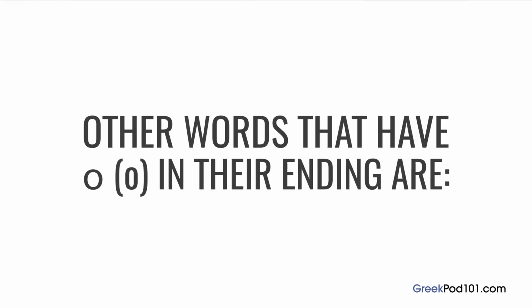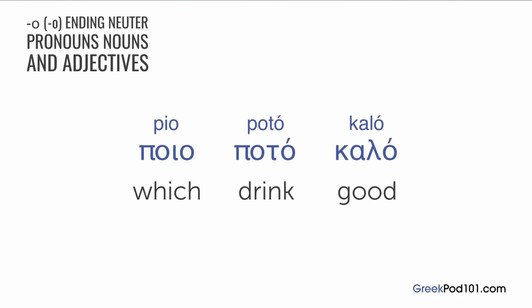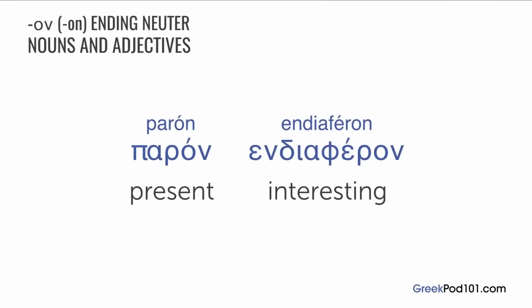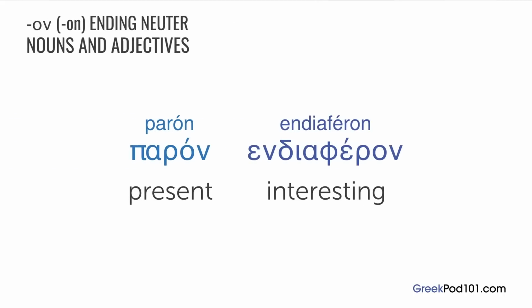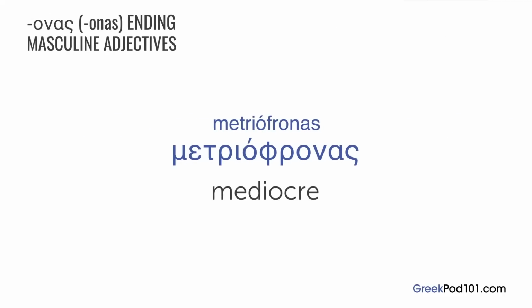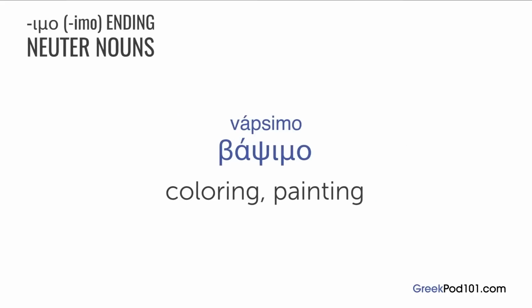Other words that have omicron in their ending are: o-ending neuter pronouns, nouns, and adjectives like ποιο, which, ποτό, drink, and καλό, good. On-ending neuter nouns and adjectives like παρόν, present, and ενδιαφέρον, interesting. Onas-ending masculine adjectives like μετριόφρονας, mediocre. Imo-ending neuter nouns such as βάψιμο, coloring or painting.